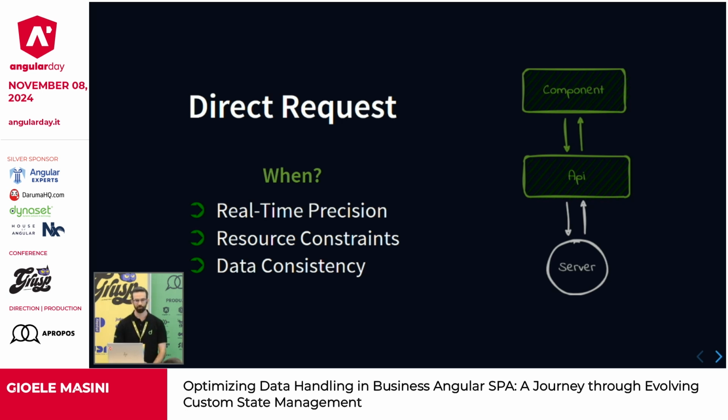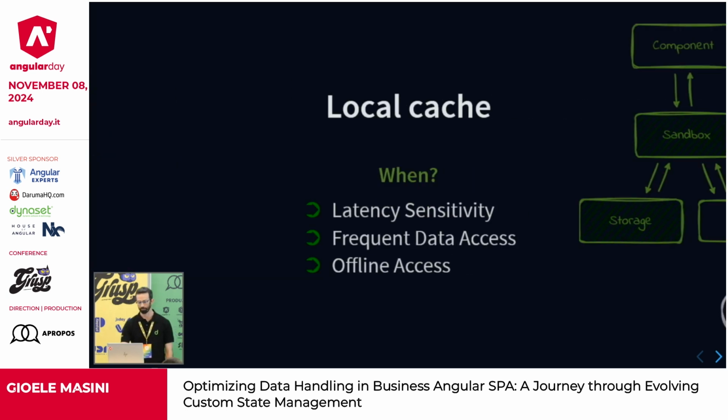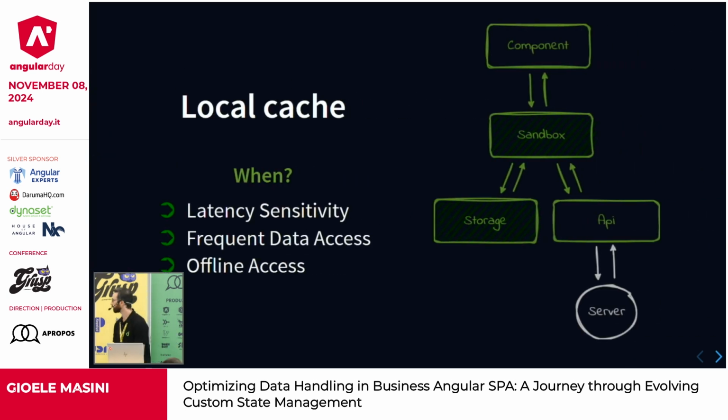it has really low code, but it's still useful today because if you need real-time data or data consistency or something like that, obviously you have to ask it to your server. Or sometimes you have some resources constraints in your devices, so you can't have local data. But that's not our case.